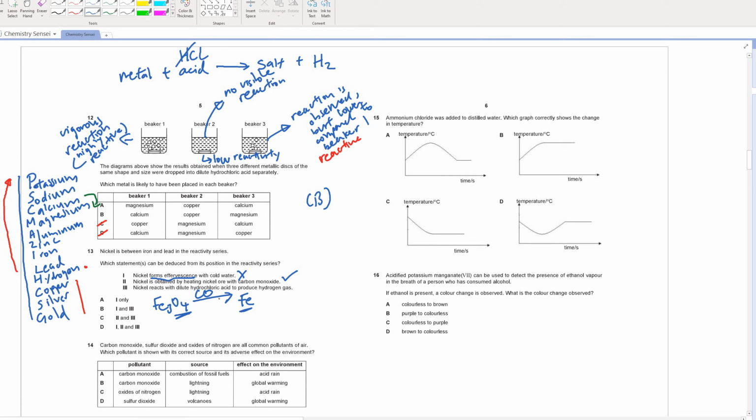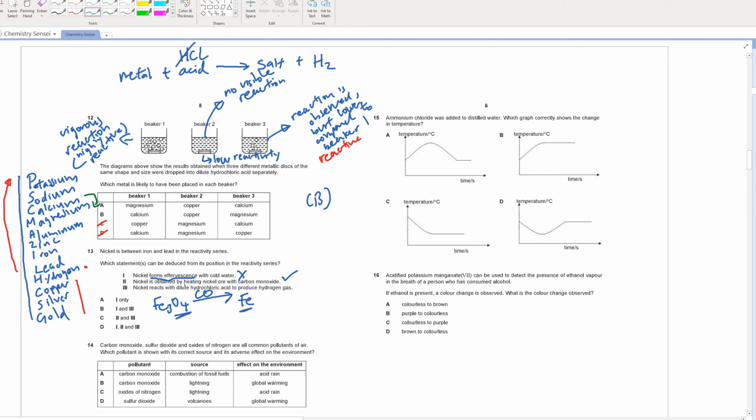So this means that actually carbon over here in the carbon monoxide is more reactive than iron, because the carbon would react with oxygen, would displace iron from the hematite. As carbon is more reactive than iron, this also suggests that carbon is more reactive than nickel, as nickel is found below iron, which means that nickel is less reactive than iron. So yes, option 2 is correct.